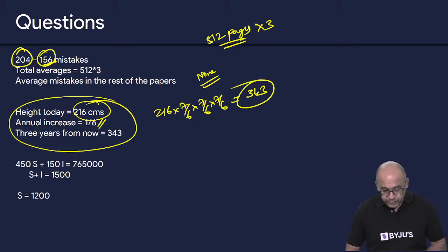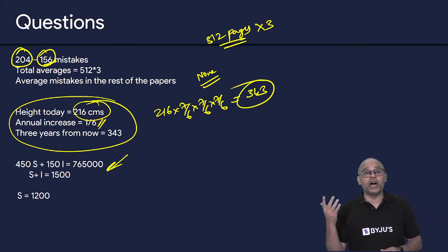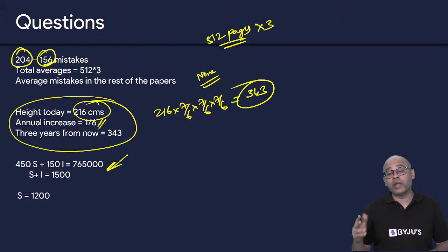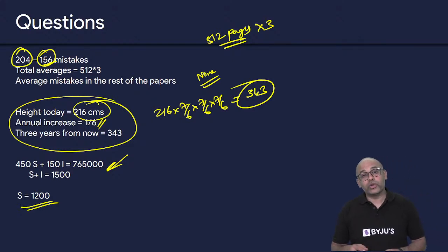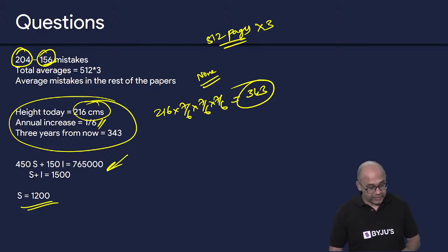Okay. Then you had a question which spoke about small mirrors, large mirrors. What is the number of small mirrors given? So the answer for the number of small mirrors was 1200. You could have solved it or you could have substituted and got the answer. Either way, your answer was 1200.